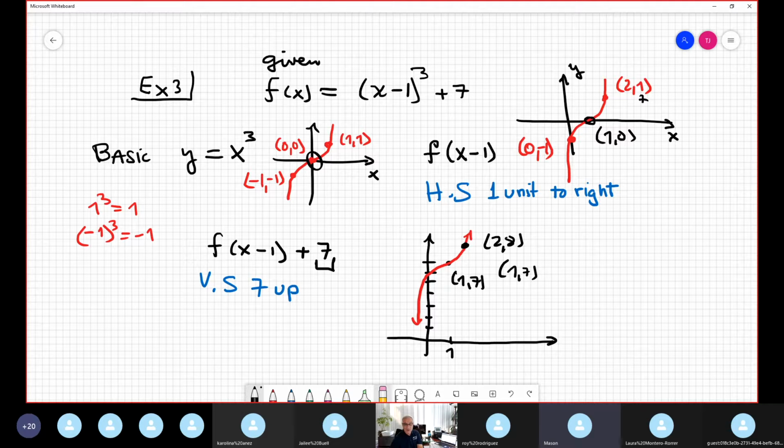And likewise, this is 0, negative 1 plus 7 is 6. That point is the point 0, 6, positive 6. And this is the idea. But just in case, to make sure everything is okay, we are doing it in decimals.